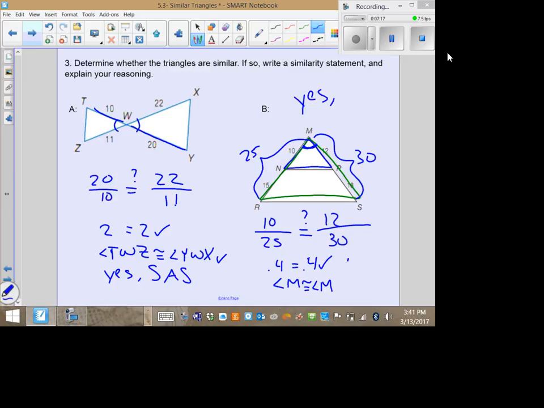So triangle NMP is similar to triangle RMS by side angle side.